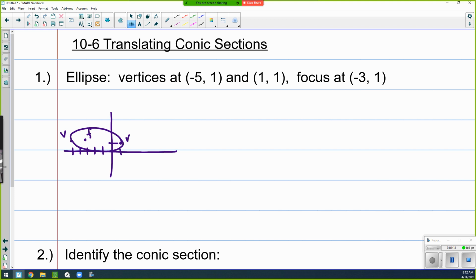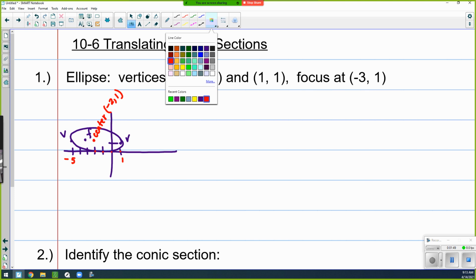Now, before I go any further, let's see if we can pinpoint where the center of this ellipse is. So I've got this horizontal distance of 6. There are 6 jumps between 1 and -5. And if I split the difference of 6, that would be 3. So I'm just going to count my way in 3. So 1, 2, 3. This is going to be my center point, and that center point is at -2, 1.